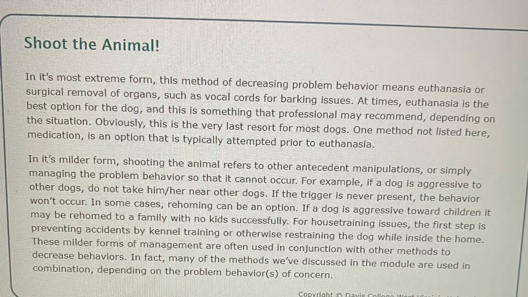For house training issues, the first step is preventing accidents by kennel training or otherwise restraining the dog while inside the home. These milder forms of management are often used in conjunction with other methods to decrease behaviors. In fact, many of the methods we've discussed in the module are used in combination, depending on the problem behaviors of concern.